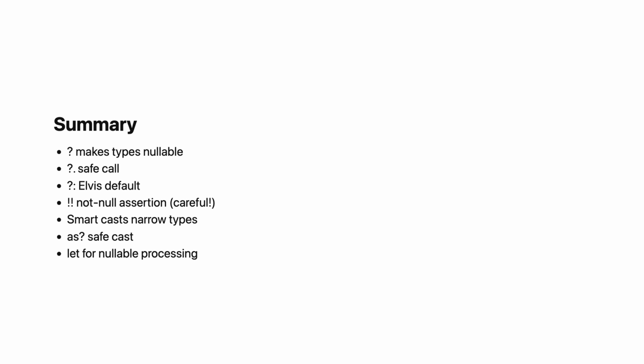Let us summarize. Nullable types use question mark. String is not String?. Safe call ?. returns null if the receiver is null. Elvis ?: provides a default when null. Not-null assertion !! converts to non-nullable but can throw. Smart casts narrow types after null checks. Safe casts, as?, return null on failure. Let helps work with nullable values safely. These tools make null handling explicit and safe.